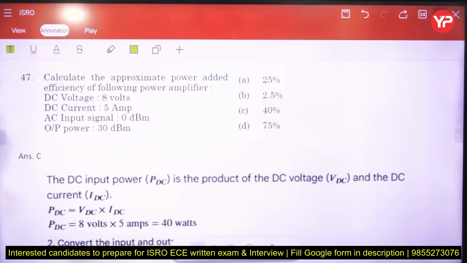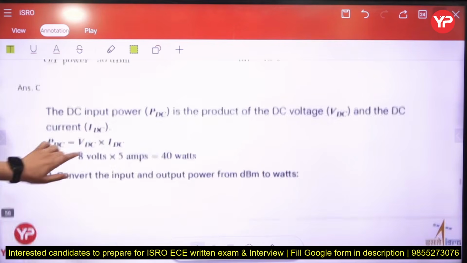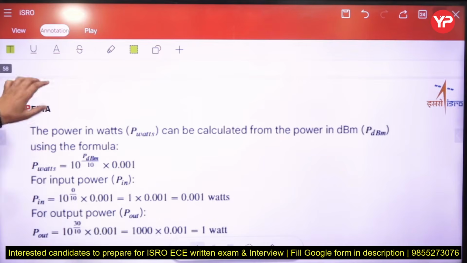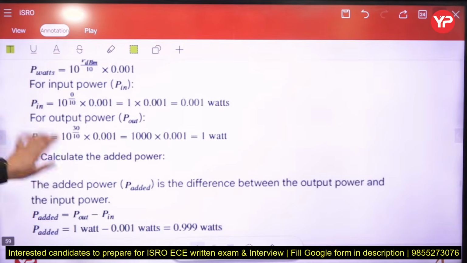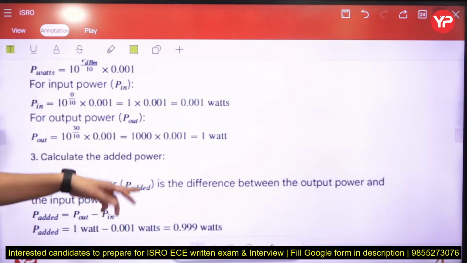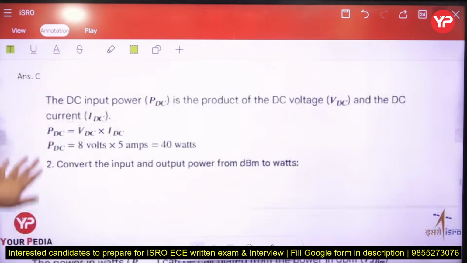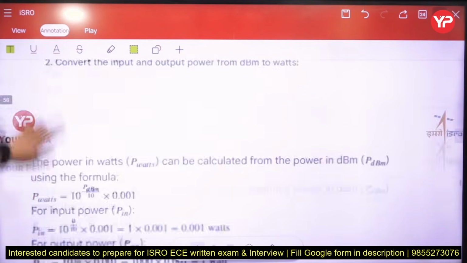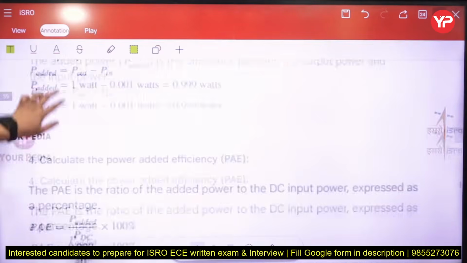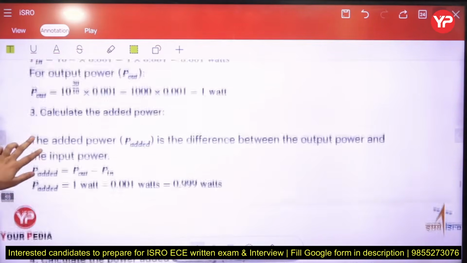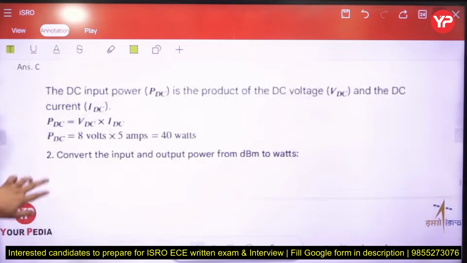That's why. Calculate the approximate power added efficiency of a power amplifier. The DC voltage is given to you, DC current is given to you, AC signal is 0 dBm, right? Okay, first we calculate the DC power, that is VDC into IDC. The power will be 40. Then convert the input power, that is in dBm, we convert that into the normal power, that is 0.01. For the output power, we calculate the output power from the given data. Output power is 1 volt, because he is saying that the output power is 30 dBm, right? So that will be going to be 1 volt. Then added power to this difference is how much?